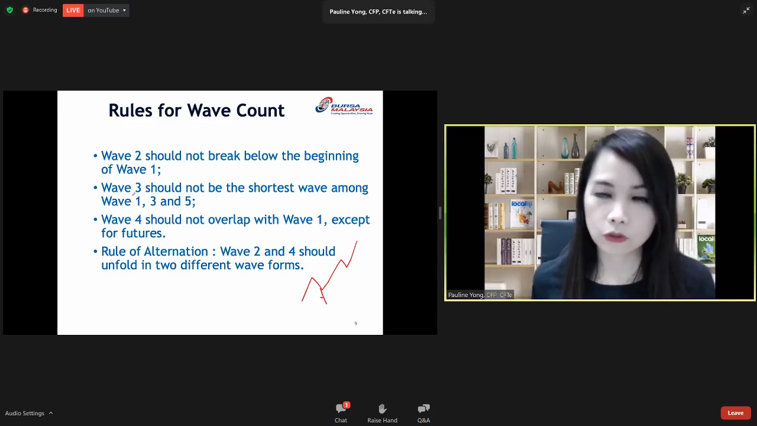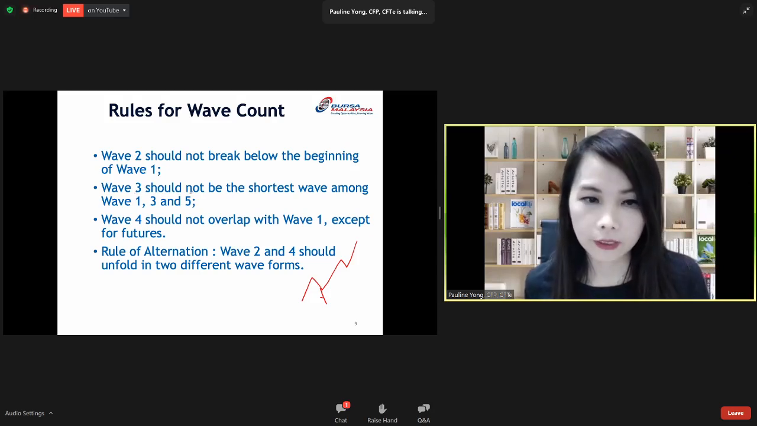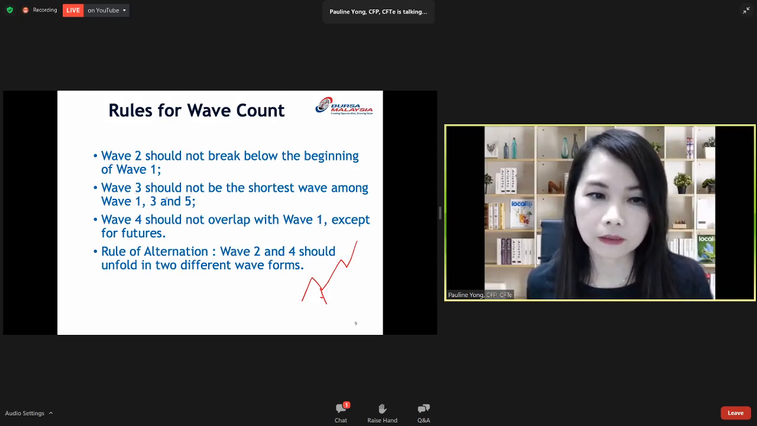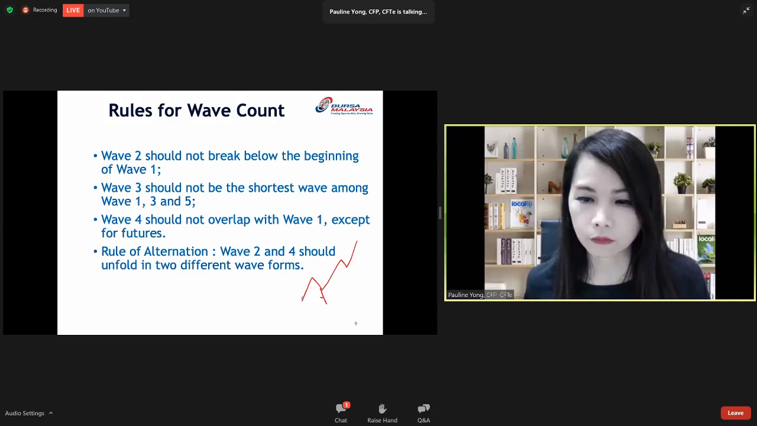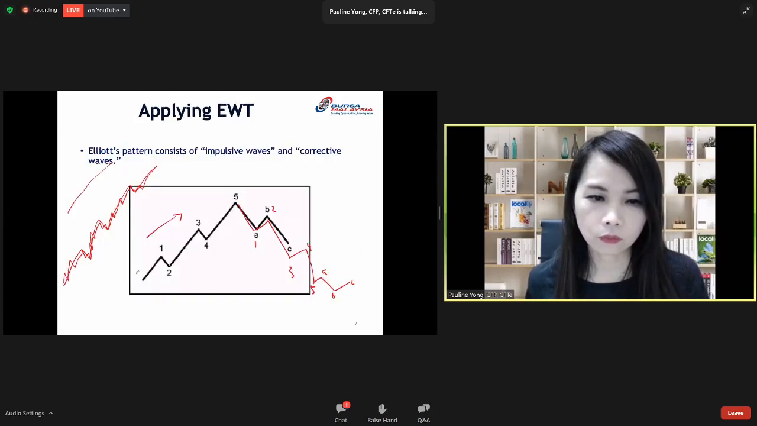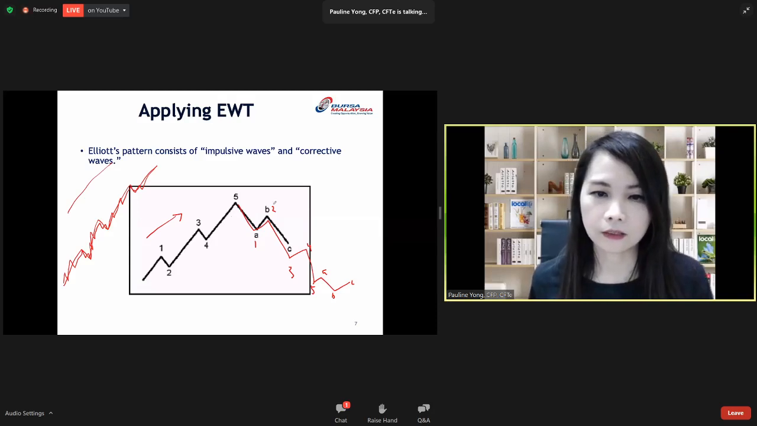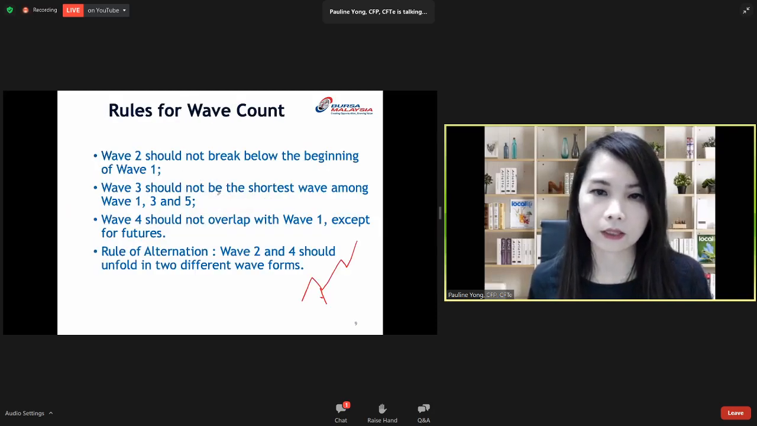Then principle number two: wave three should not be the shortest wave among the 1, 3, 5. Remember, we have three up waves here, 1, 3, 5. So this is wave number one, number three, and then wave number five. What it says here is that wave number three cannot be the shortest among these. It can never be the shortest, and this is a principle that cannot be violated.